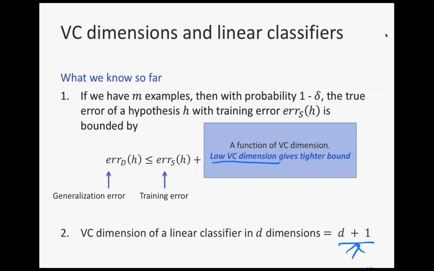Instead, there's another way to think about this. If I claim that the VC dimension of linear classifiers in d dimensions is d plus 1, does this mean all linear classifiers are the same from the expressiveness point of view? Because the VC dimension is a measure of expressiveness. Let's look at that question a little bit more in detail.